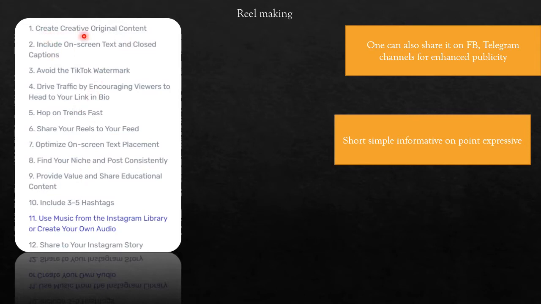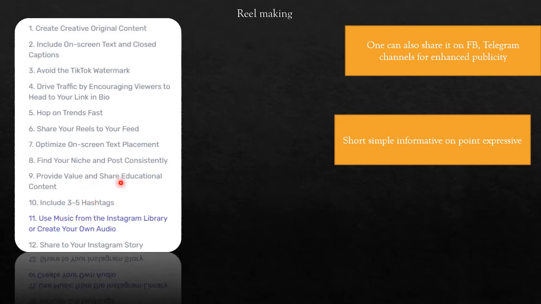The content should be creative. It shouldn't be plagiarized or copied from somebody else's concept. Avoid using watermarks. If you're editing your video, see to it that you do not use an editor that adds a watermark, because then that watermark would stay throughout your video. Then try to use music if possible. Include a number of hashtags, because if there is an increase in the number of hashtags, there are more chances for people to see your reel and relate with it.